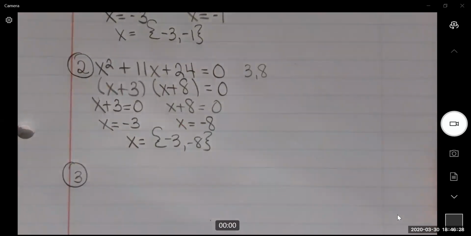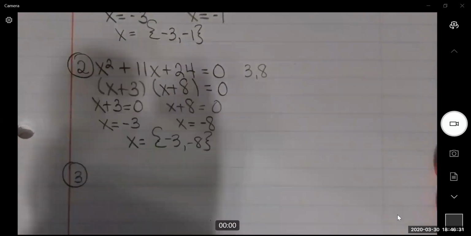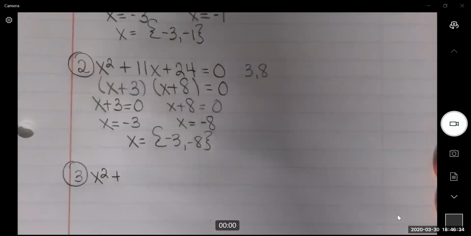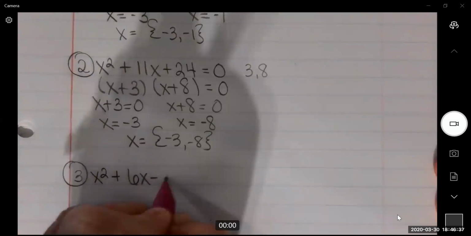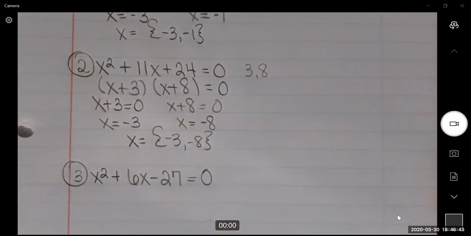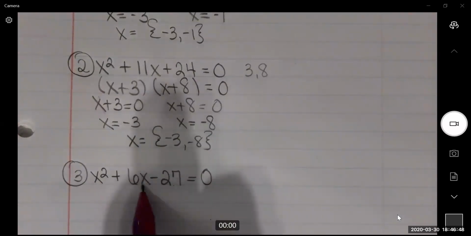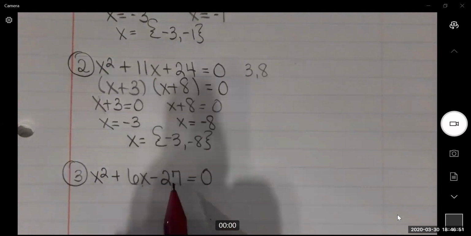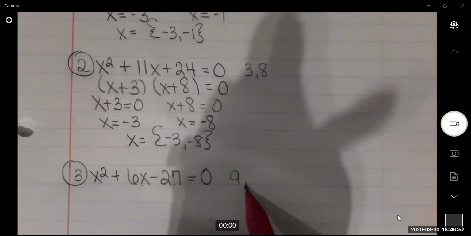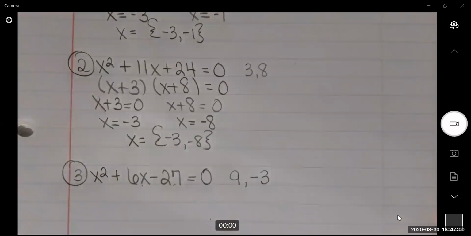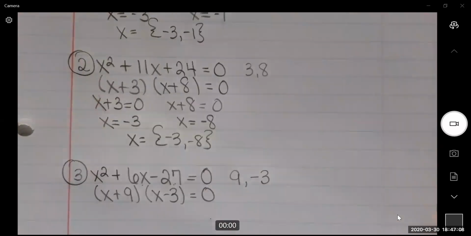Number 3. How about x squared plus 6x minus 27 equals 0. So when you're factoring this one, this is negative and this is positive. So that means we're going to have one negative factor and one positive factor. So we're going to have 9 and negative 3. So when we factor this, we have x plus 9 times x minus 3 equals 0.